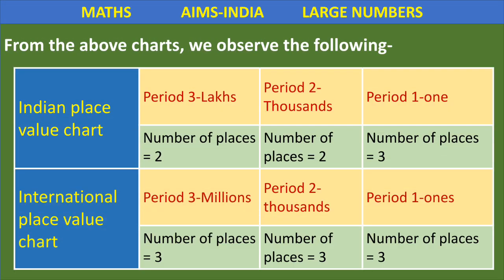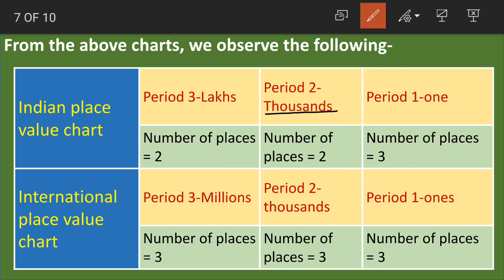From the above two charts, we observe the following. Again, as I said, the first period we had was ones, and in the international chart also they have the ones period. The second period in both the charts is thousands, but the difference is that we have only two places in the thousands period. They are thousands and 10,000s. But in the international chart, they have three places. What are they? Thousands, 10,000s and 100,000s.